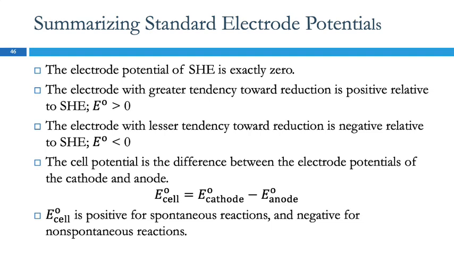Again, they insist on this, the cathode minus the anode. This is probably the best thing on this slide. The cell potential is positive for spontaneous reactions and negative for non-spontaneous reactions.